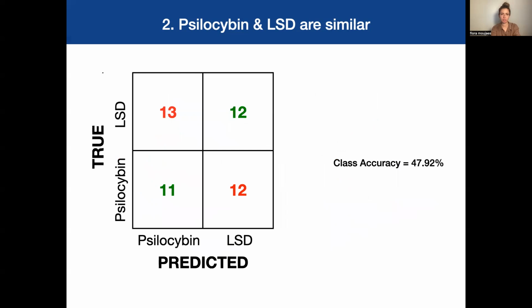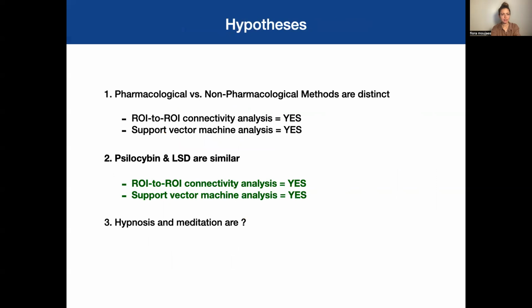Then if we move on to the machine learning analysis, we again ran a binary support vector machine, and it was unable to distinguish between psilocybin and LSD, as you can see here, with a classification accuracy of 47%. So again, both the ROI to ROI analysis and the machine learning analysis support the idea that psilocybin and LSD are similar.